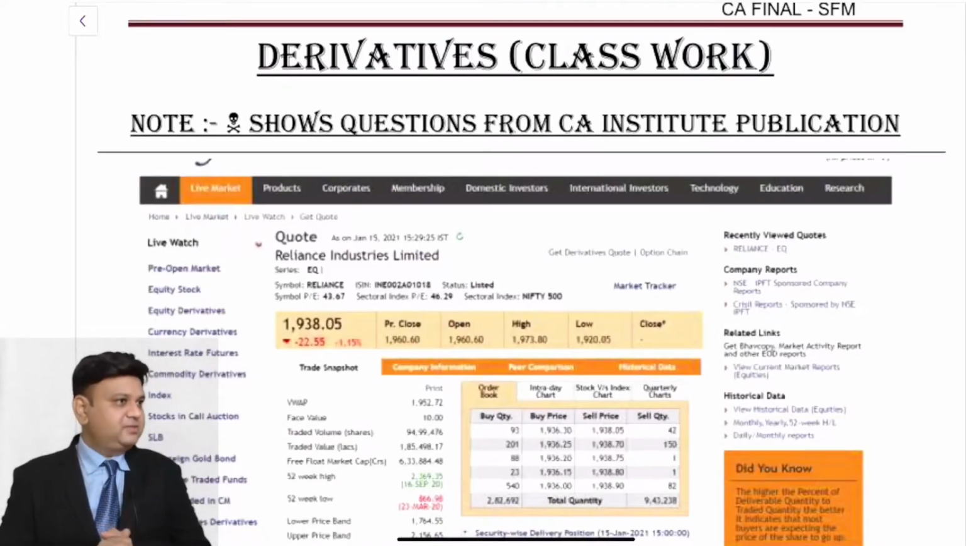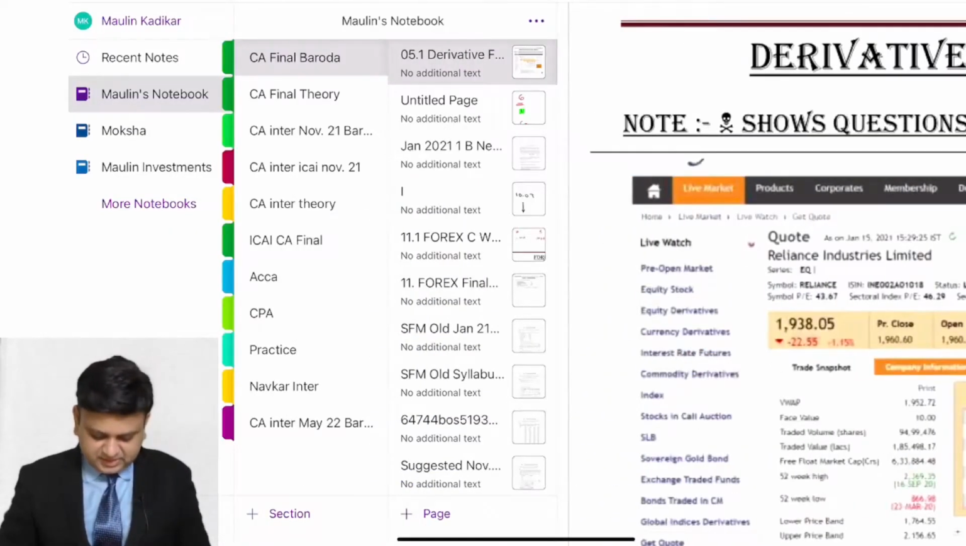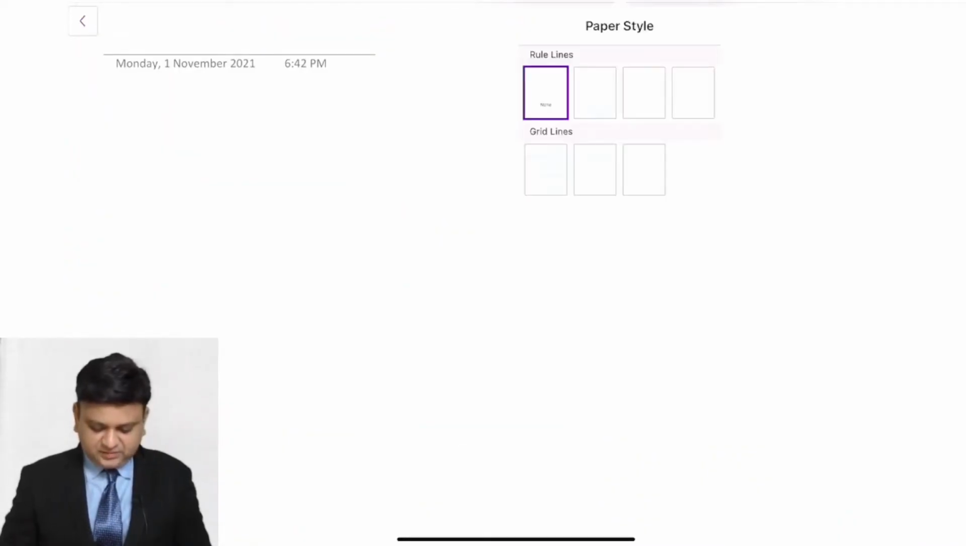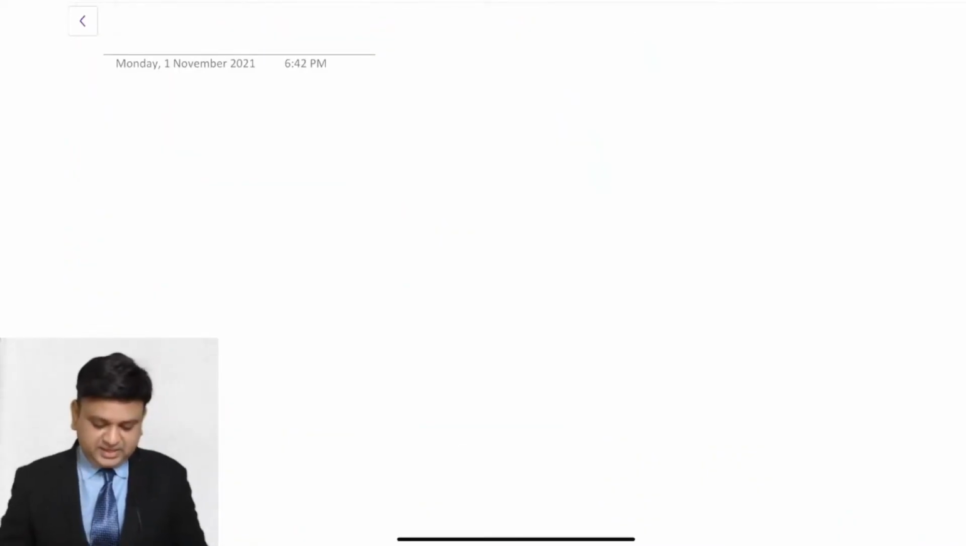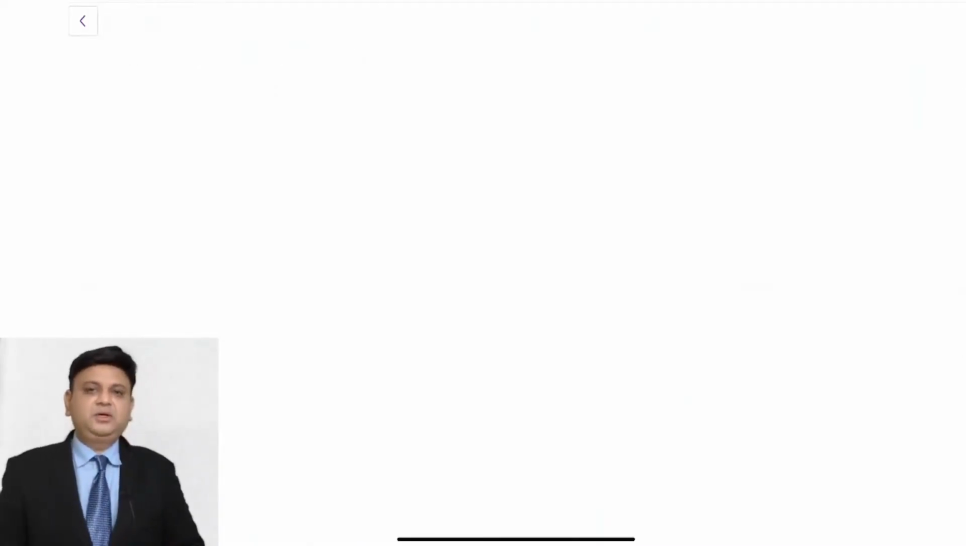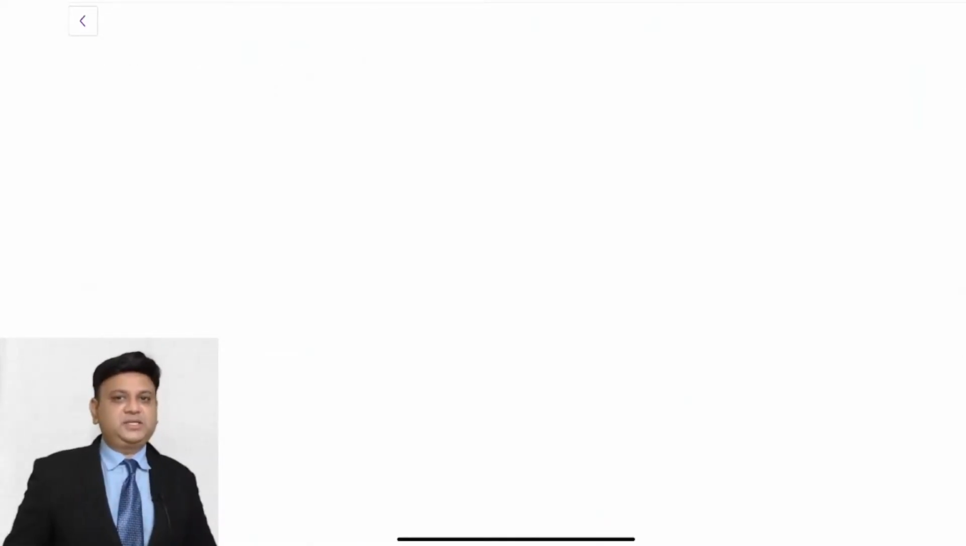Starting with the concept of derivatives. A derivative is basically a financial transaction which has been entered into, and it derives its value based on the spot rate of an underlying asset. That is the technical definition of a derivative: a financial transaction that derives its value based on the spot rate prevailing for an underlying asset.